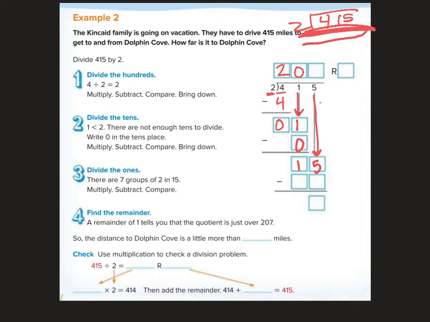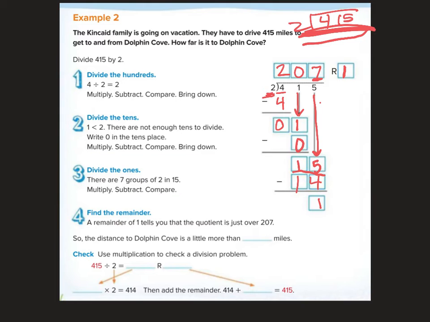Now we're going to divide. 15 divided by 2 is 7. Right? If I count by 2s, that's what I'm doing here, right? 2, 4, 6, 8, 10, 12, 14. Can't do another one because I'll be more than 15. 7 2s get there. Multiply. 2 times 7 is 14. And subtract. 15 minus 14 is 1. Can't bring anything else down, so my remainder is 1.